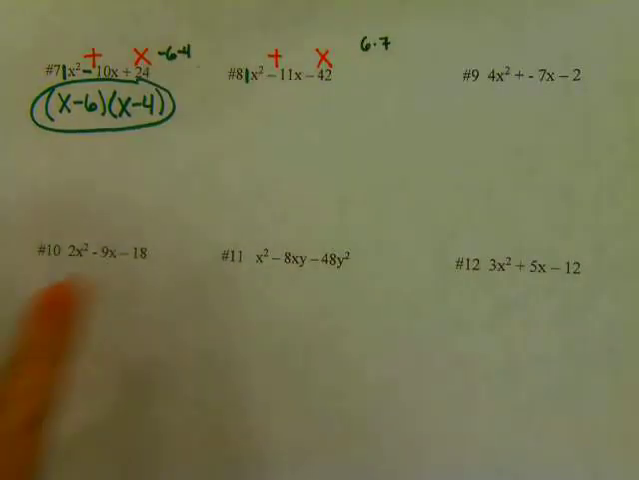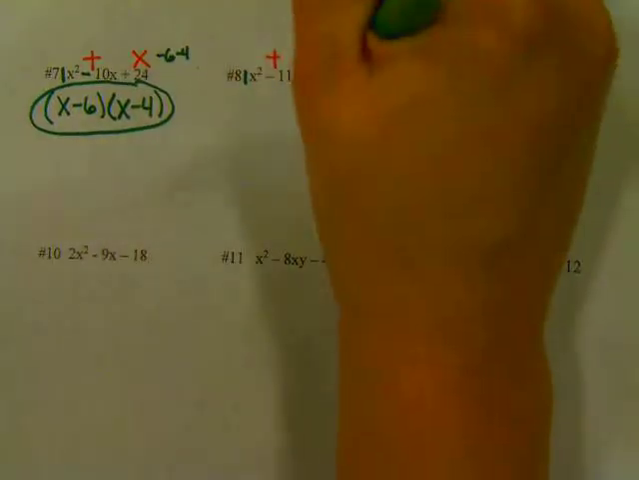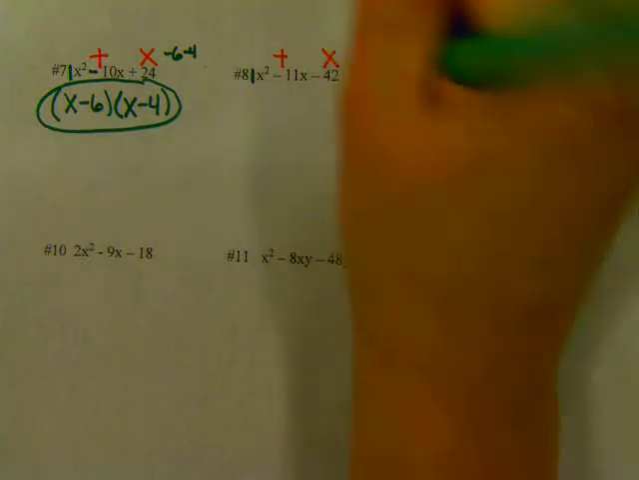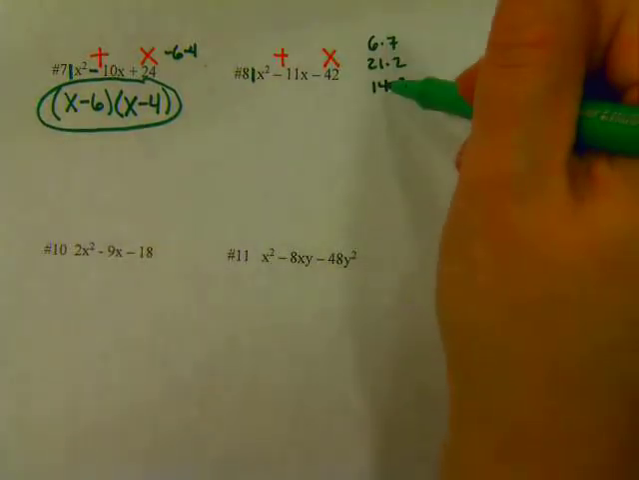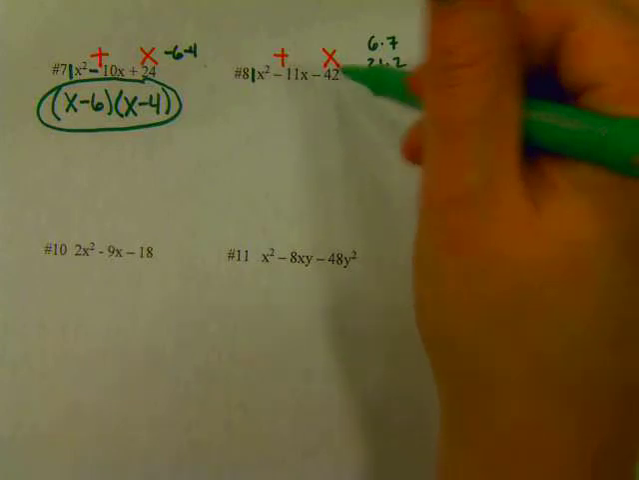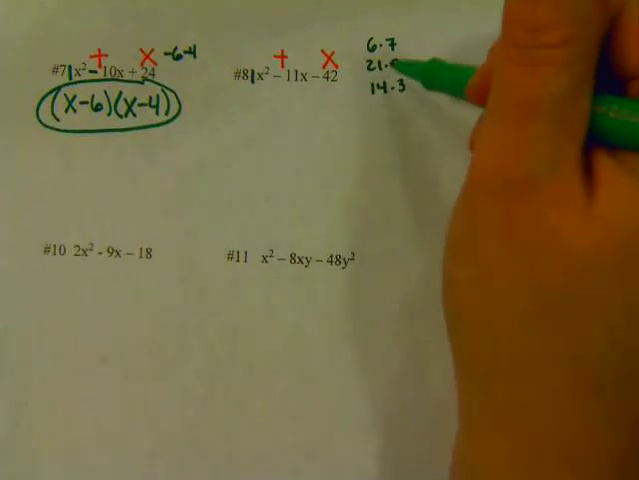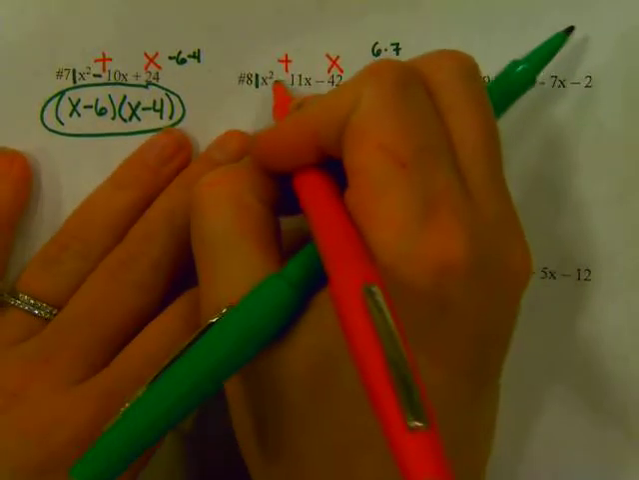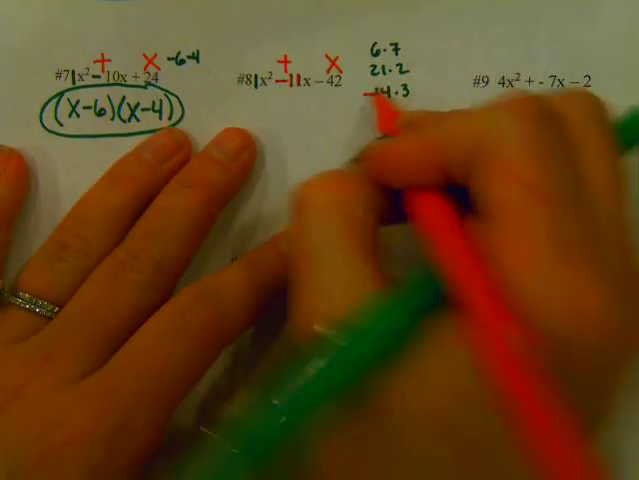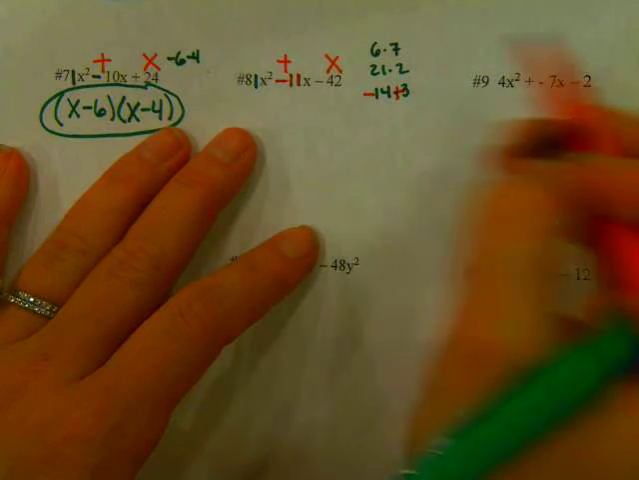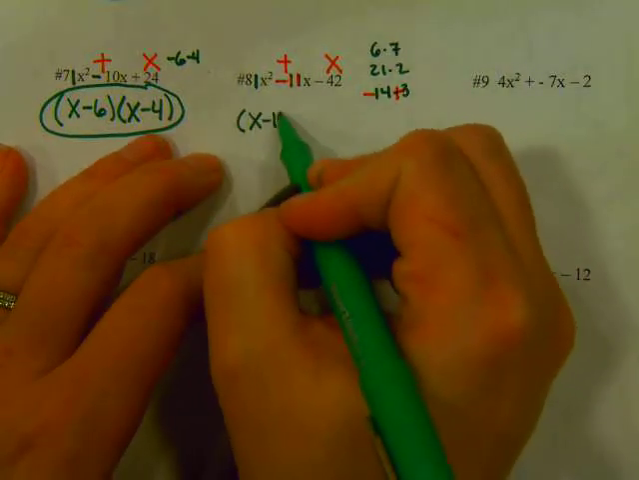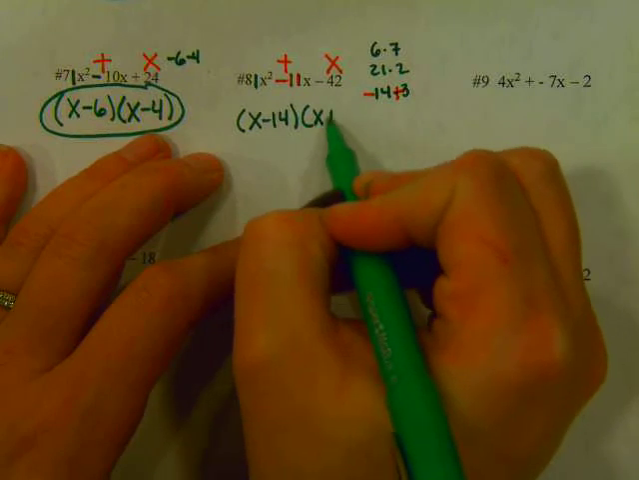So let's see, 42, 21 times 2. That's not going to work. Here we go, 14 times 3. Again, these are numbers that are going to multiply to 42. And I just use my calculators and try to guess and check numbers. But 14 and 3 will work as long as to add to a negative 11, the 14 must be negative and the 3 must be positive. So my answer is x minus 14 and x plus 3.